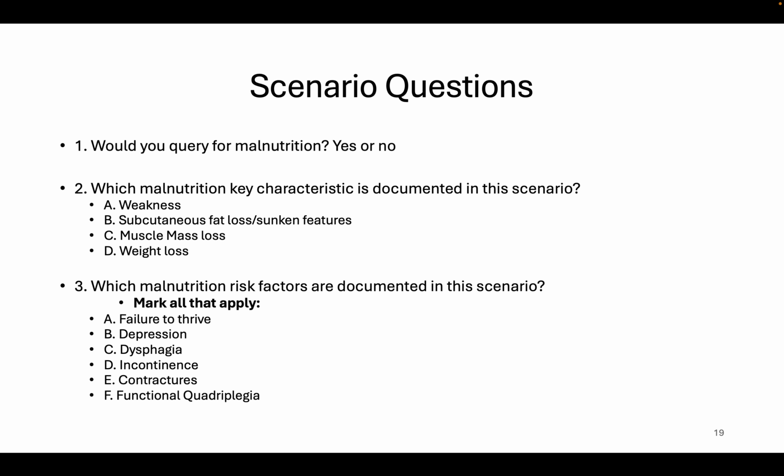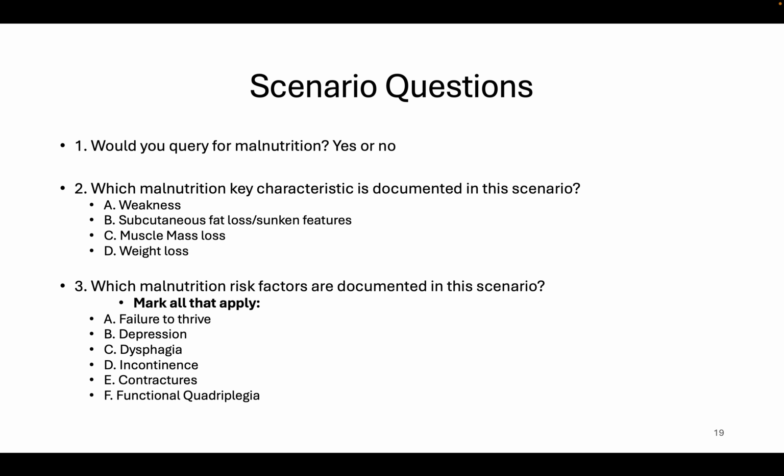I would query for malnutrition. Which malnutrition key characteristic is documented in this scenario? Weight loss. While all are key characteristics, only the weight loss was documented in our scenario.